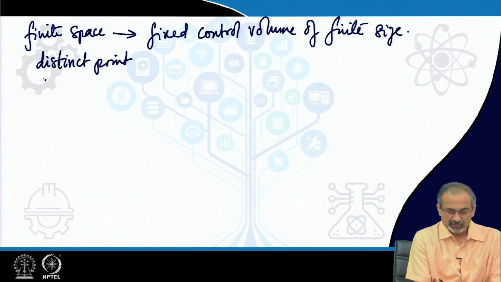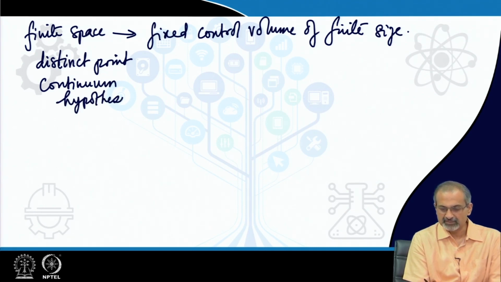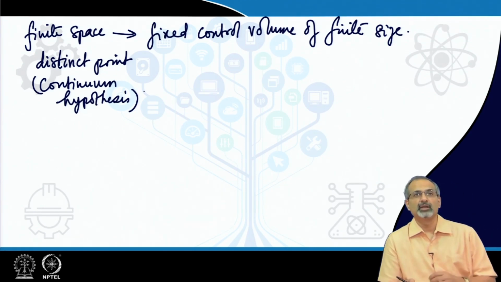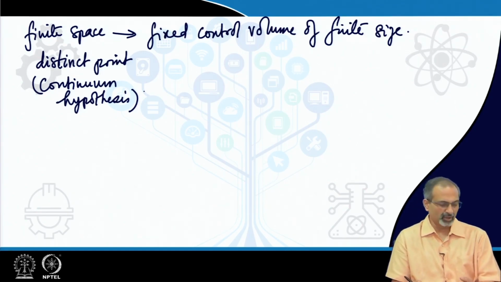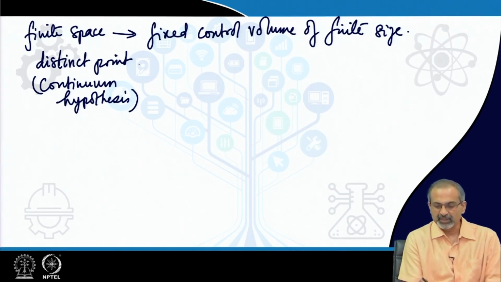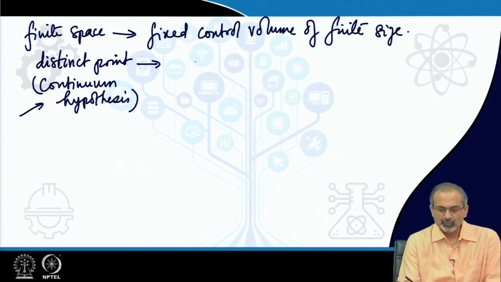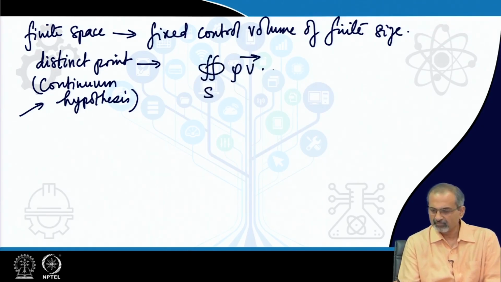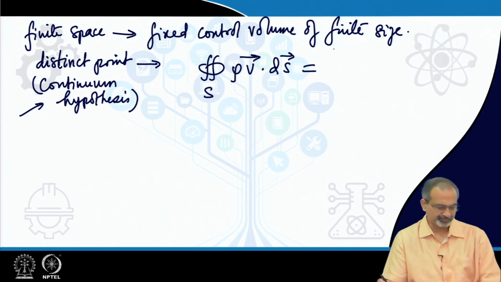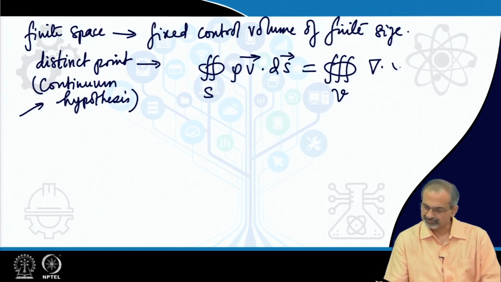Keeping in mind of course, that the continuum hypothesis still remains valid, because if you shrink the control volume and make it too small, you should not go down to the molecular scales. That is something that has to be kept in mind. So, the point still has a very small extent, which assures that the continuum hypothesis is valid. Keeping that in mind, what we do is we convert the surface integral into a volume integral, and the volume integral looks like this.